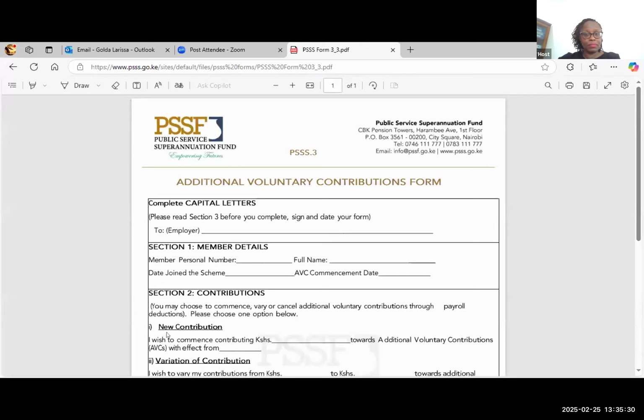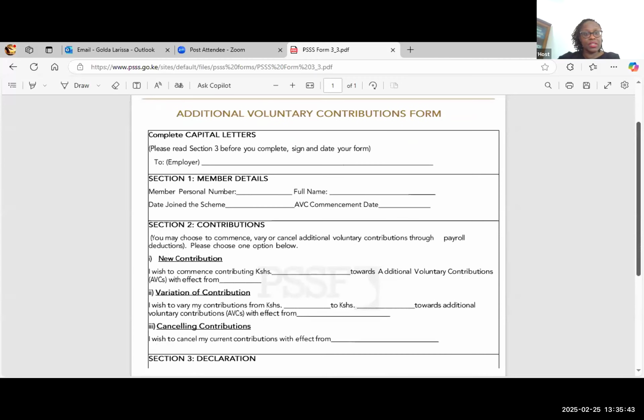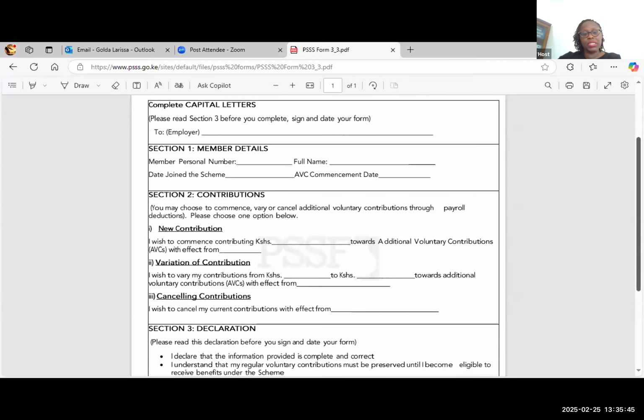We have the additional voluntary contribution form, which we have said is the form that allows us to boost our contributions. Can we add our contributions? Yes, we can, because we have extra funds. So this is the additional voluntary contribution. It is addressed to your employer because this is the person who holds your employment records and runs your payroll, and you're giving them authority to make an extra deduction on your payroll, on your payslip.